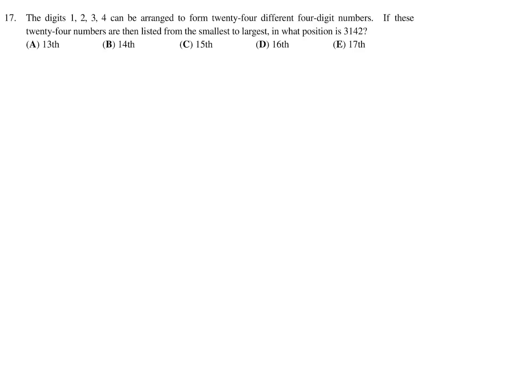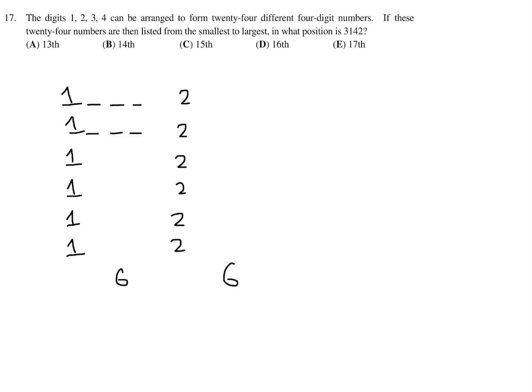The digits 1, 2, 3, and 4 can be arranged to form 24 different 4-digit numbers. If these 24 numbers are then listed from smallest to largest, in what position is 3, 1, 4, 2? Well, you have 24 numbers, and 6 of them will begin with a 1. It'll be of that form, like that. Then the next 6 will begin with the number 2. They'll be like this, 2 followed by 3 numbers.